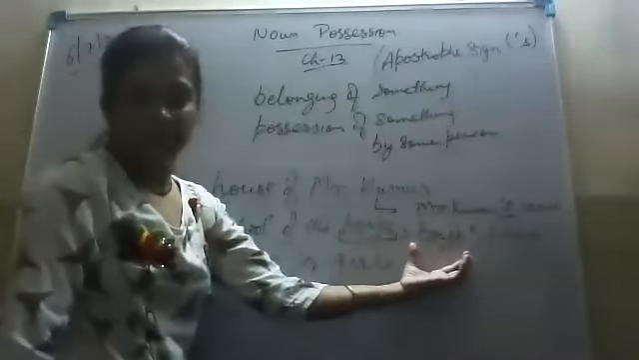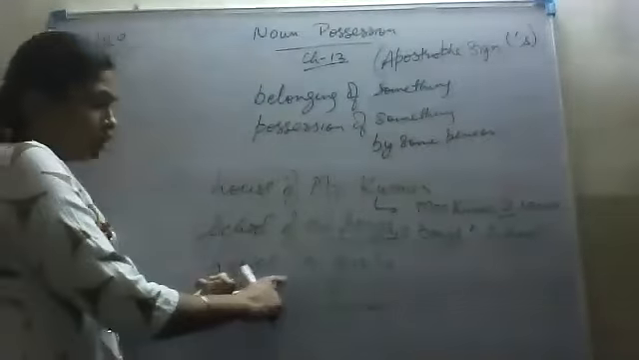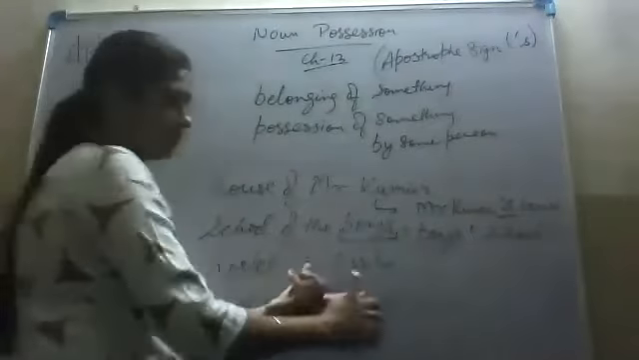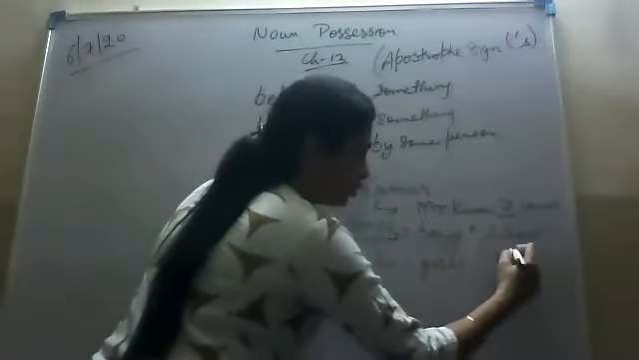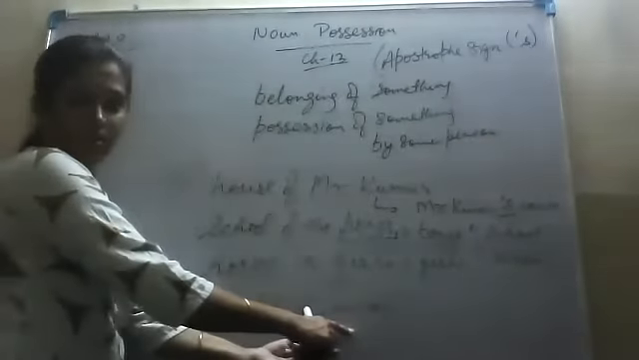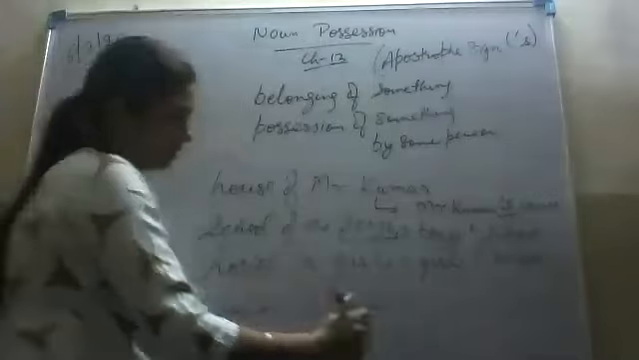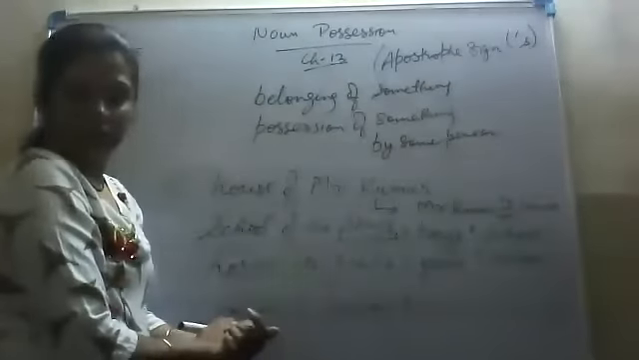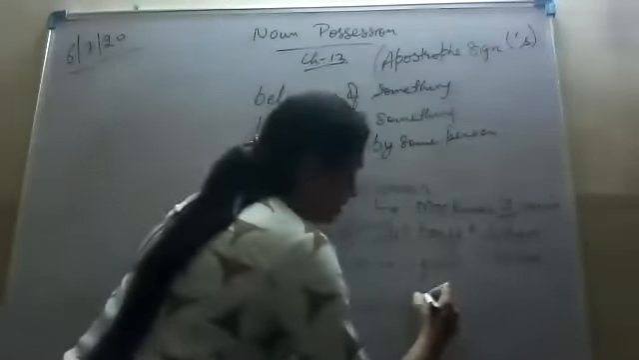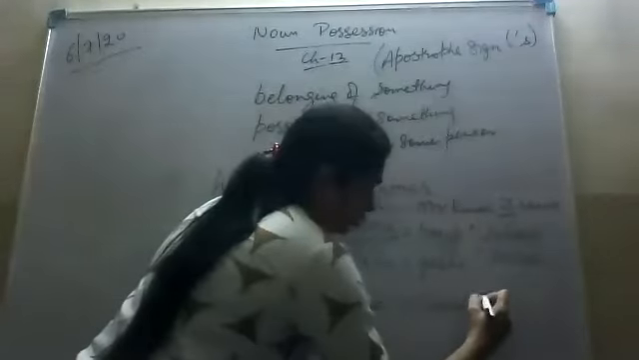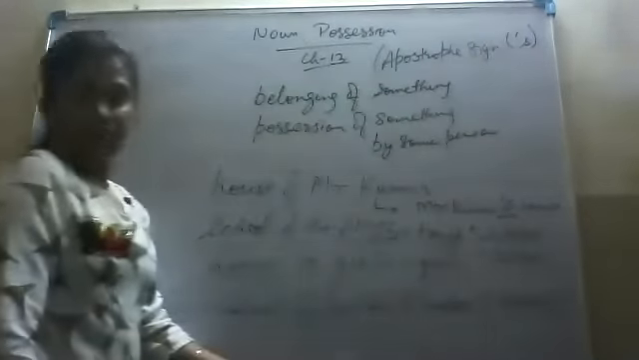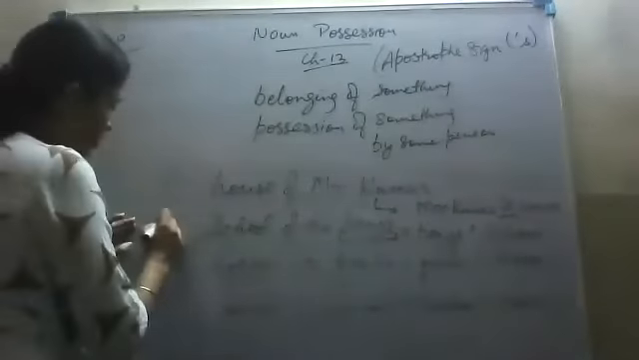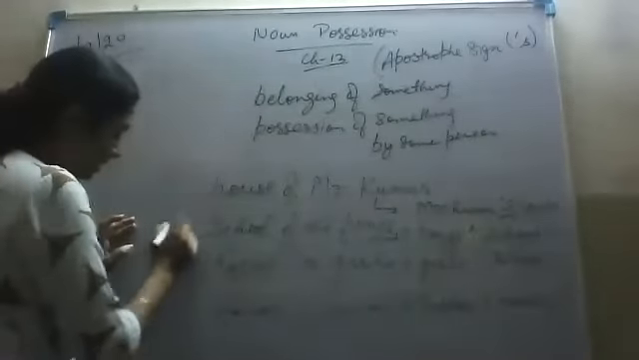Next is hostel for girls. The answer will be girls' school. Next is marks of Tushar. The answer is Tushar's marks. Okay. Now let me tell you what is the difference between these four sentences.